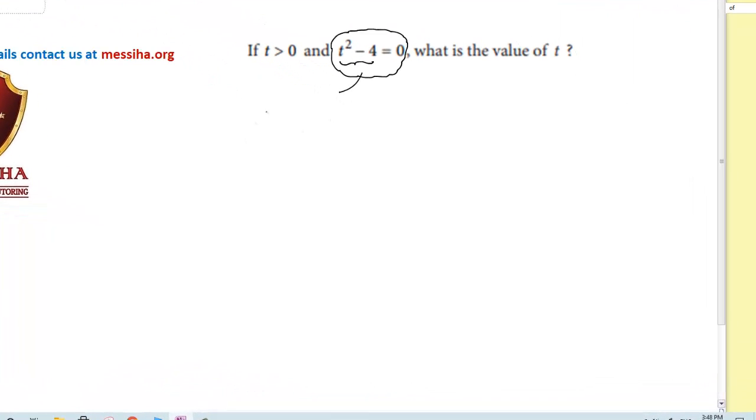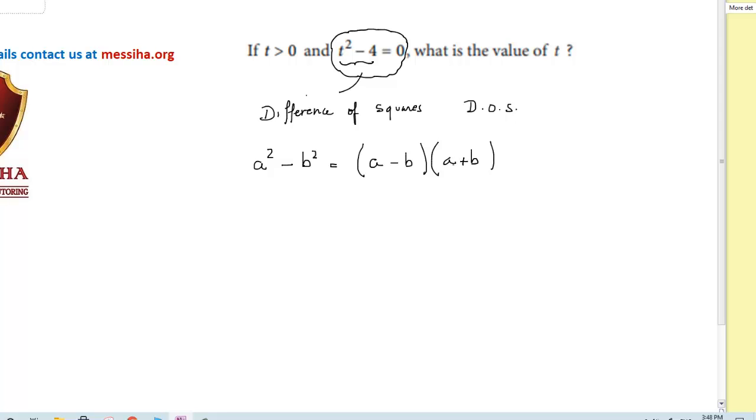Right away we call that difference of squares. And some teachers call it DOS, D-O-S, difference of squares. So right away this is exactly like a squared minus b squared, difference of squares. We know that the factorization of this is a minus b, a plus b. So the same thing here, if I have t squared minus 4, that means I can factorize it to t minus 2, t plus 2.